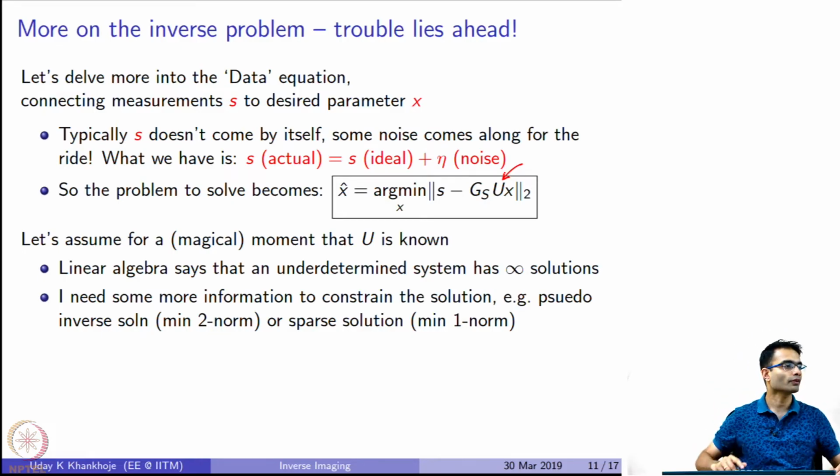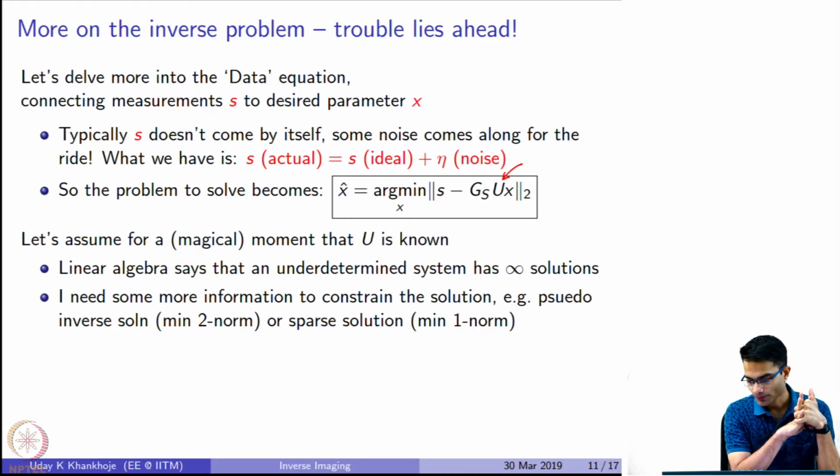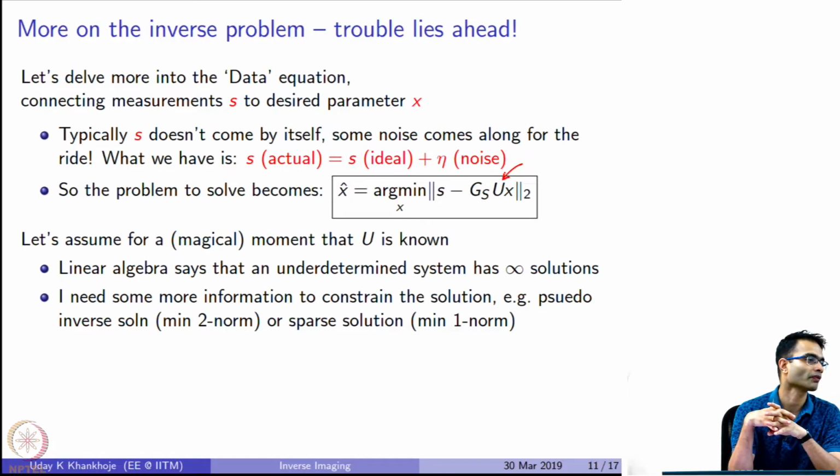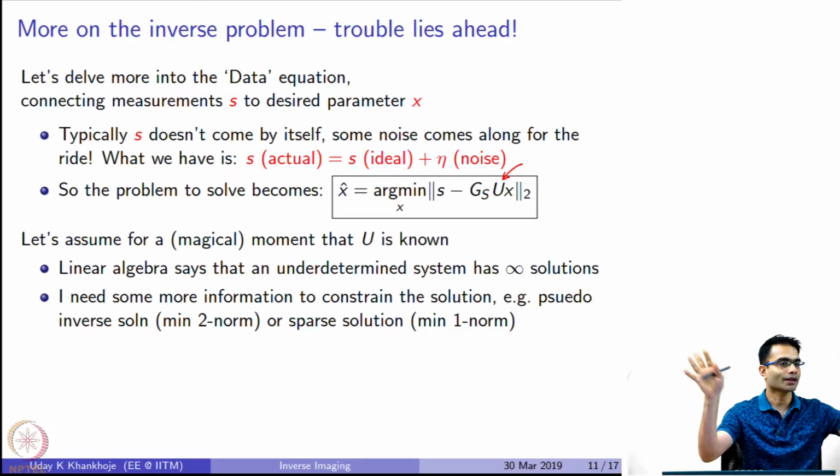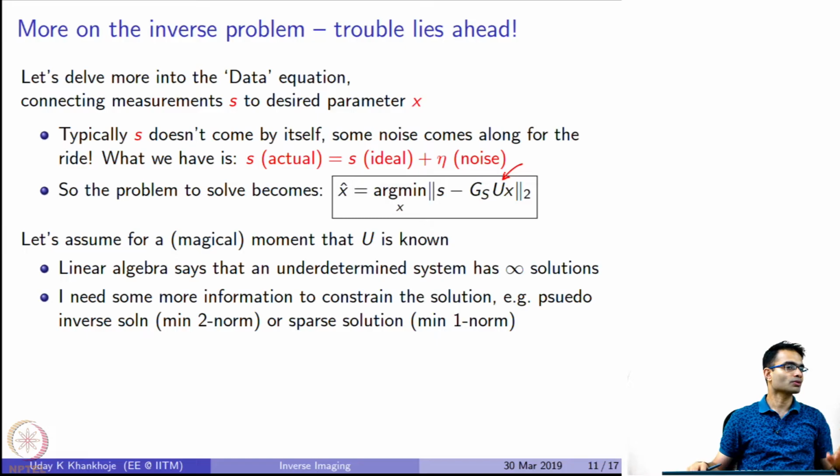So there is some more information that needs to be provided to, in some sense, reduce the infinity. In linear algebra, if I am presented with an underdetermined system of equations, do I just declare that I can't do anything, or do I still try to do something? We have all heard the word pseudo inverse. Pseudo inverses exist for matrices that are not square. What is the property of a pseudo inverse solution?